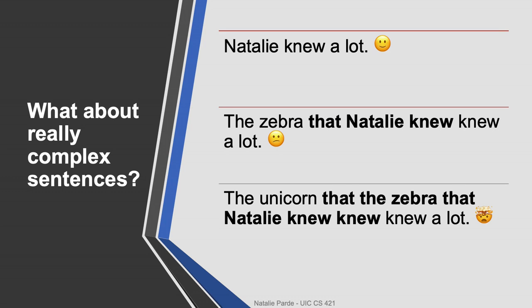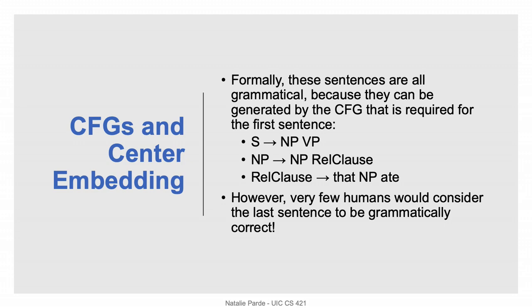I can say, the zebra that Natalie knew a lot, and that's a bit weirder, but still okay. Or I can say, the unicorn that the zebra that Natalie knew a lot, and that's like a mind-blowingly confusing sentence. However, formally, it's still grammatical.